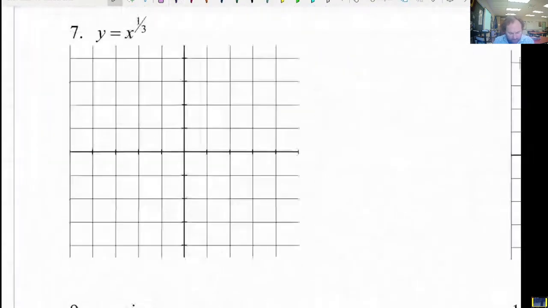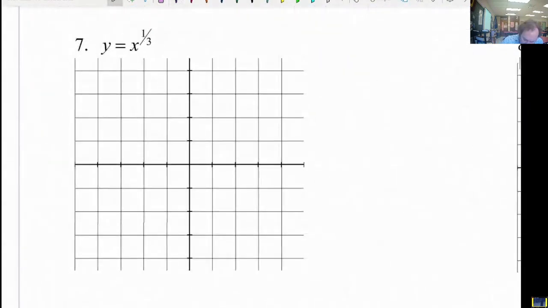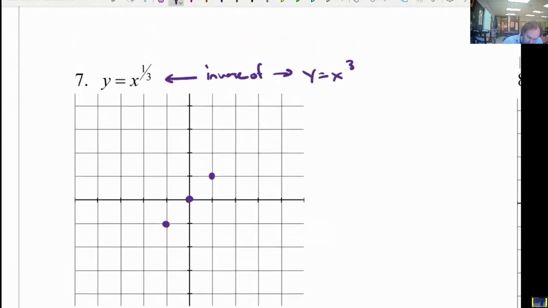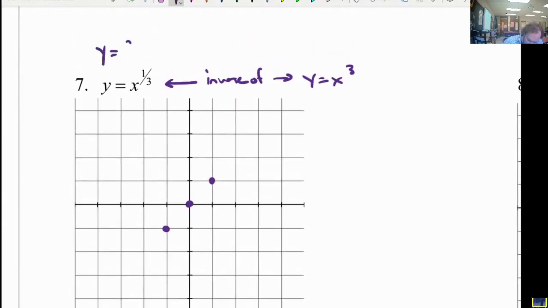We have x to the 1/3 power, which I want to point out is the inverse. Another topic, again, we'll talk about this later. It's the inverse of y equals x to the 3rd power. So it's got a lot of the same things. It's basically the same graph, just rotated 90 degrees. 0, 0 is still on this graph. 1 to the 1/3 power is still 1, and negative 1 to the 1/3 power is also still negative 1. Keep in mind, this can also be written, by the way, as y equals the cube root of x.